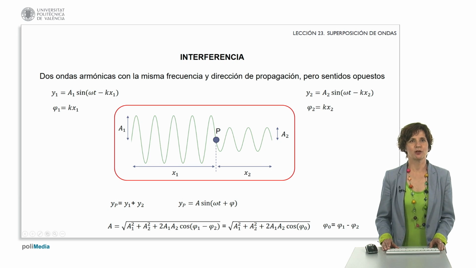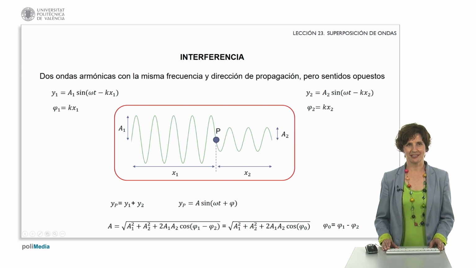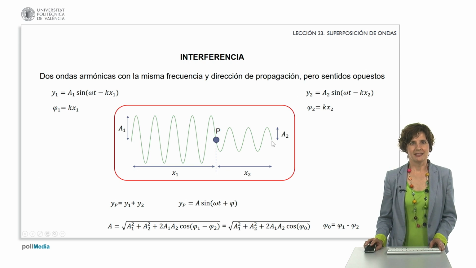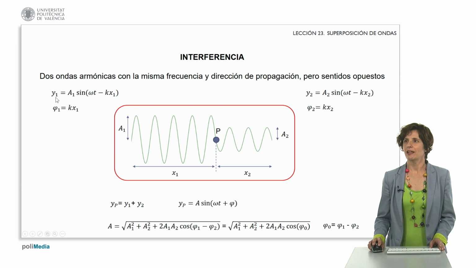The simplest case we can study is that in which two harmonic waves with the same frequency and direction of propagation interfere at a point P. The first wave has its focus here, at a distance x1 from point P, while the second wave has its focus here, at a distance x2. At point P, the amplitude of the first wave is given by I sub 1 equal to A sub 1 sine of omega t minus kx1.